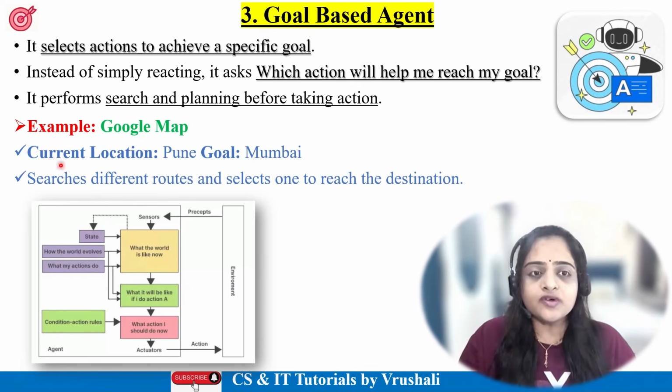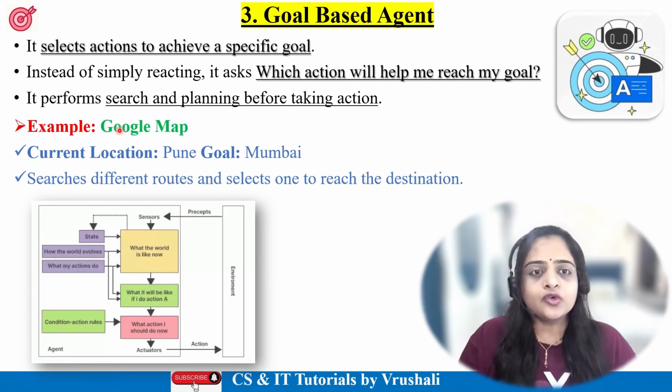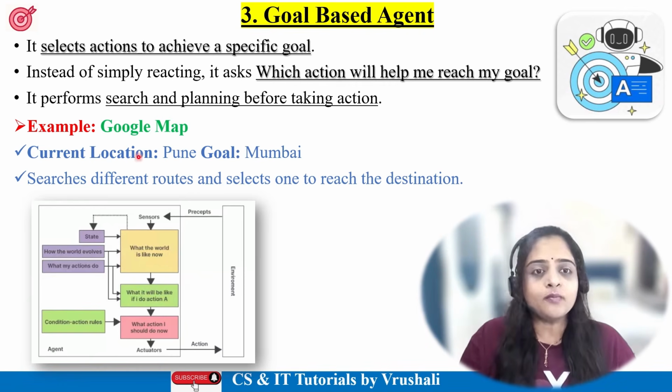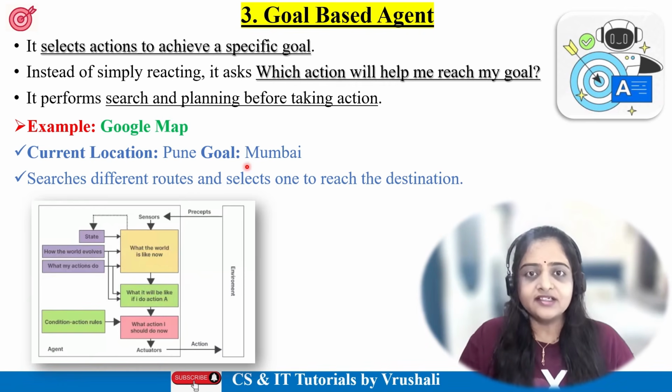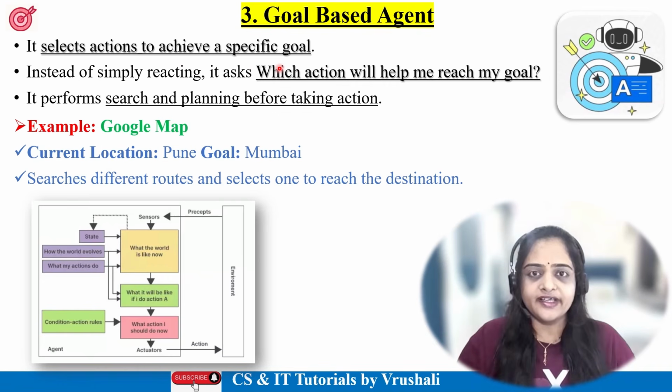See, suppose your current location is Pune and your destination, your goal, is to reach Mumbai. So here, the Google Map agent searches different routes. They find out all possibilities and from that they find out the one best shortest path from Pune to Mumbai, right? So this thing is called a goal based agent. They achieve a specific goal by analyzing multiple solutions and finding the best solution accordingly.